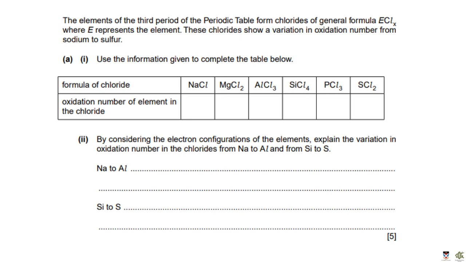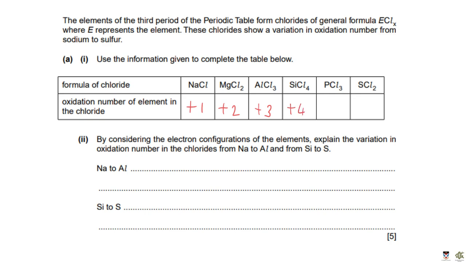Well, let's get back to part 1. Use the information given to complete the table. So let's work out the oxidation number of the element in each one of these chlorides. We know sodium is in group 1, so it's always +1. Magnesium group 2, so always +2. Aluminium is always +3. You could use the fact that the chlorine is -1 in each of these compounds, therefore sodium must be +1, magnesium +2, and aluminium +3. But we're not always sure of the oxidation number of chlorine, and we know that sodium is always +1, magnesium always +2, and aluminium always +3. The silicon will be +4.